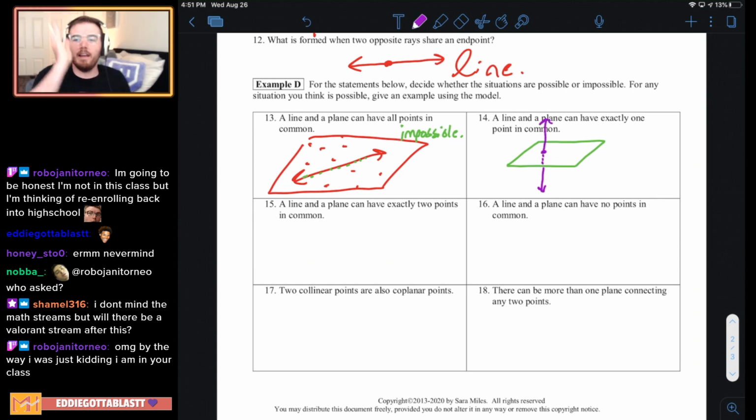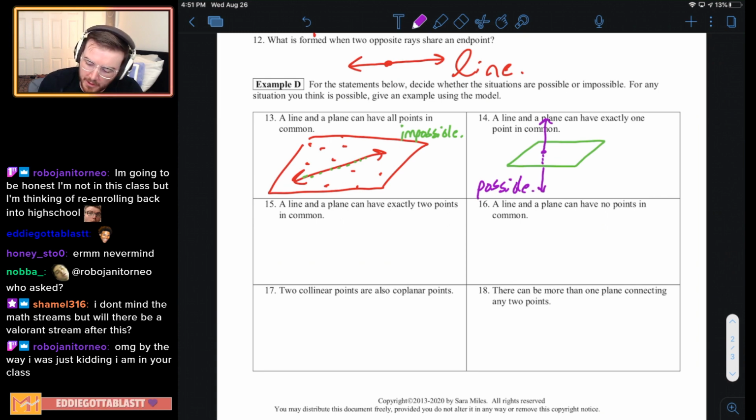Right? That line is going through the plane and stabbing it once. It is indeed possible. You were kidding. Okay. A line and a plane can have exactly 2 points in common.